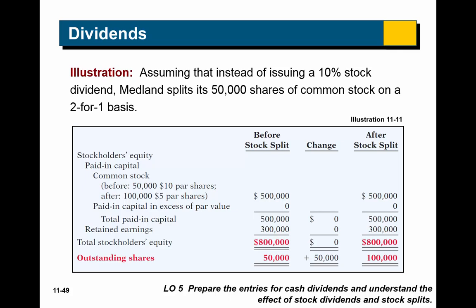Remember when they do that the stockholders get to maintain their percentage of ownership. So when they double the number of shares, then the stockholders that are already out there are going to double the number of shares. So now you'll still have 500,000 in common stock and a total paid-in capital of 500,000, retained earnings of 300,000, so a total stockholders' equity of 800, but 100,000 outstanding shares instead.